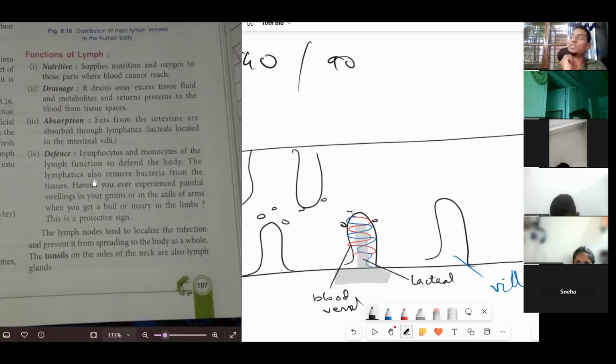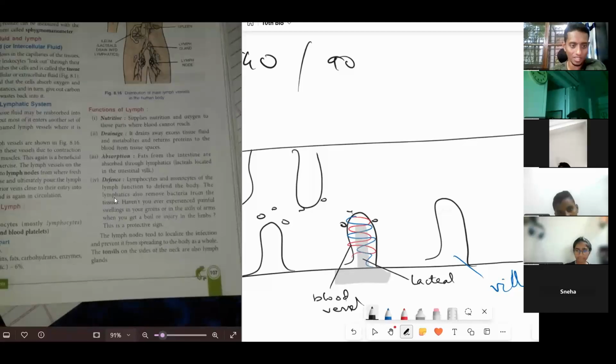You know, even tonsils also. Tonsils is also a lymphatic organ. Tonsils also get infected if you're sick and you have pain in your tonsils. That is very common. You must have experienced pain in the tonsils.